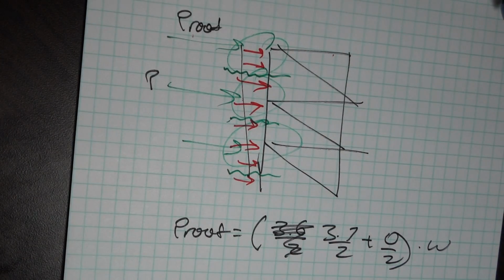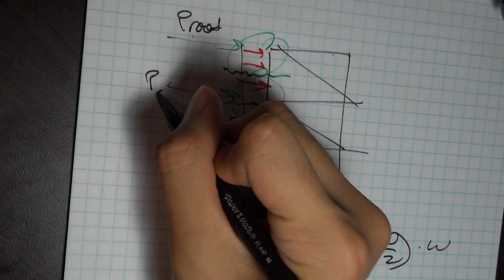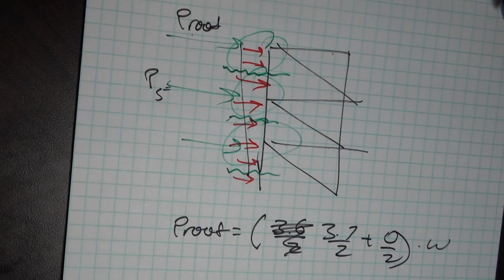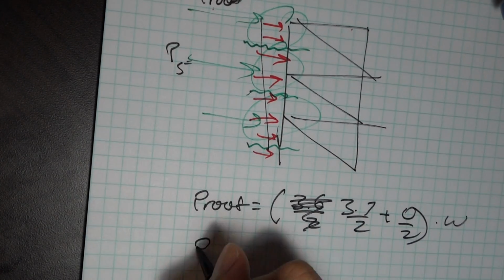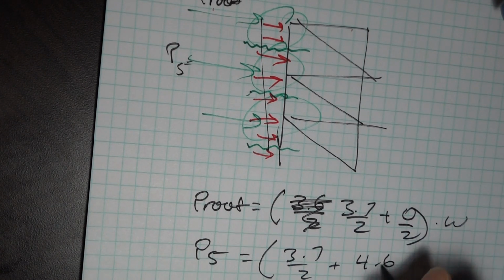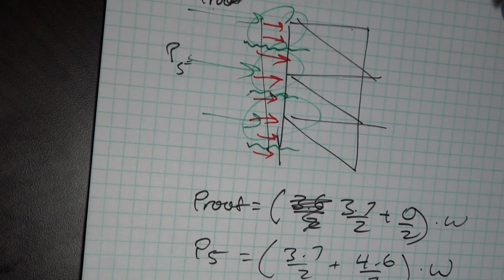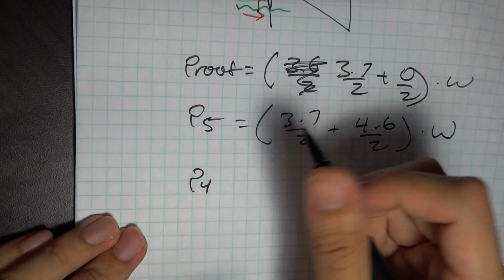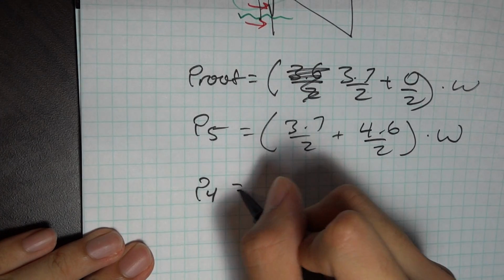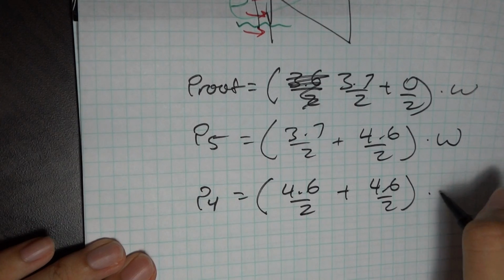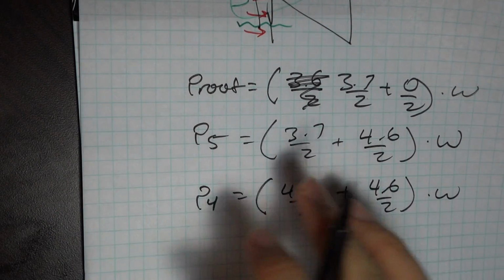This is 2, 3, 4, 5. This is P5. I'm not sure what floor that is, but the second floor from the top actually. P5 is going to get 3.7 divided by 2 plus 4.6 divided by 2 times W. And just to further illustrate the point, P4 is going to be 4.6 divided by 2 plus 4.6 divided by 2 times W. Those will be your forces.